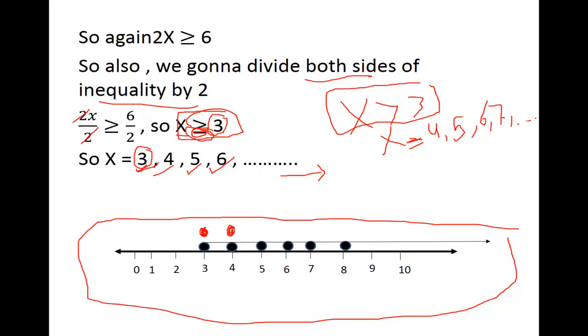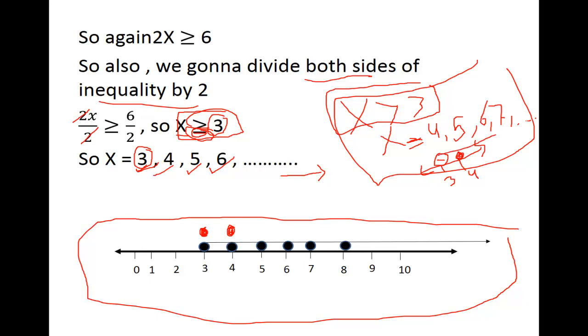But if we had x more than 3, starting from 3, then 4, we would make the 3 an open, empty circle, and all the numbers after 3 would be filled in. But 3 itself would be an empty circle.